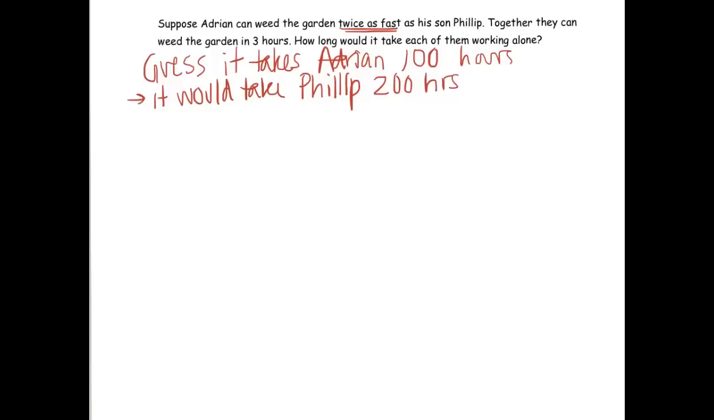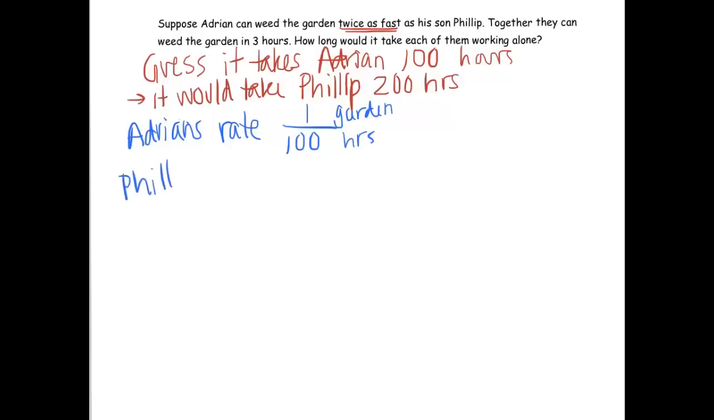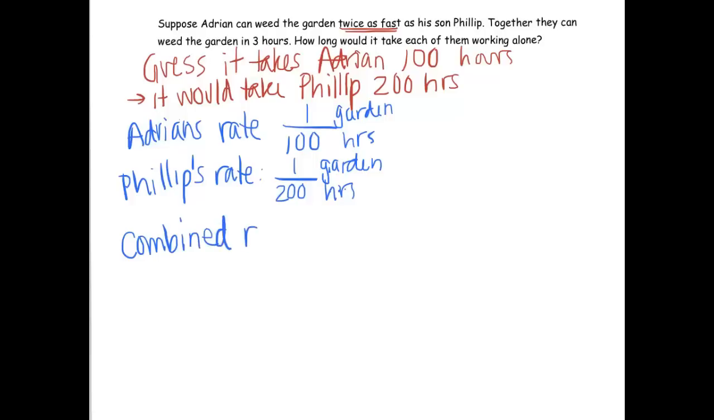All right, so now together they can weed the garden in 3 hours. Let's think about each of their rates. Adrian's rate is 1 garden per 100 hours, if I'm thinking of gardens per hour. Philip's rate is 1 garden for 200 hours. Their combined rate is the sum of their two individual rates. We're just adding their rates. We're allowed to do that: if you're doing so many gardens in so many hours, and someone else has a different rate, then the rate at which you work together is just the sum of those two individual rates.